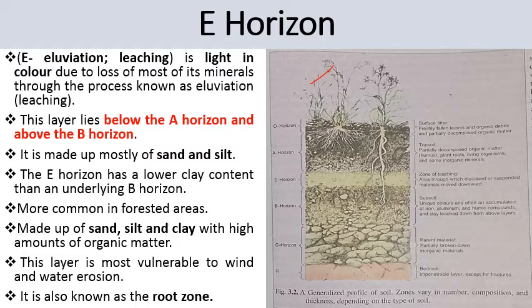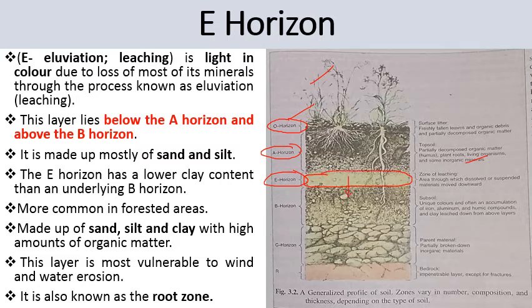This is a diagram of this soil profile which shows different horizons. So firstly comes O horizon which contains organic matter. Then comes A horizon which is the topsoil that contains partially decomposed organic matter, humus, plant roots, living organisms and some organic minerals. Then comes E horizon that we are discussing in this slide.